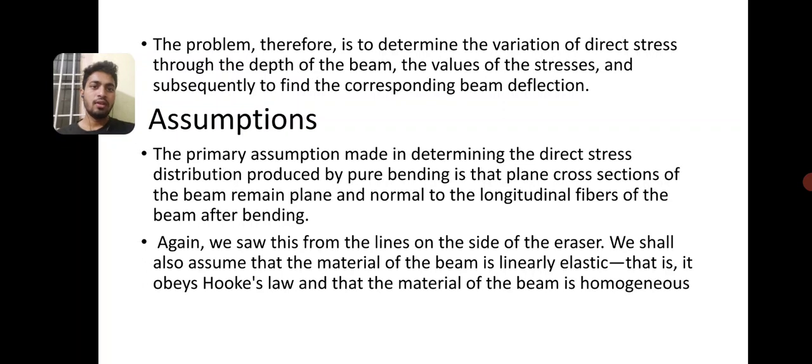This is the point. The primary assumption made in determining the direct stress distribution produced by pure bending is that plane cross sections of the beam remain plane and normal to the longitudinal fibers of the beam after bending. Again, we saw this from the lines on the side of the eraser. We shall also assume that the material of the beam is linearly elastic, that is, it obeys Hooke's law, and that the material of the beam is homogeneous.